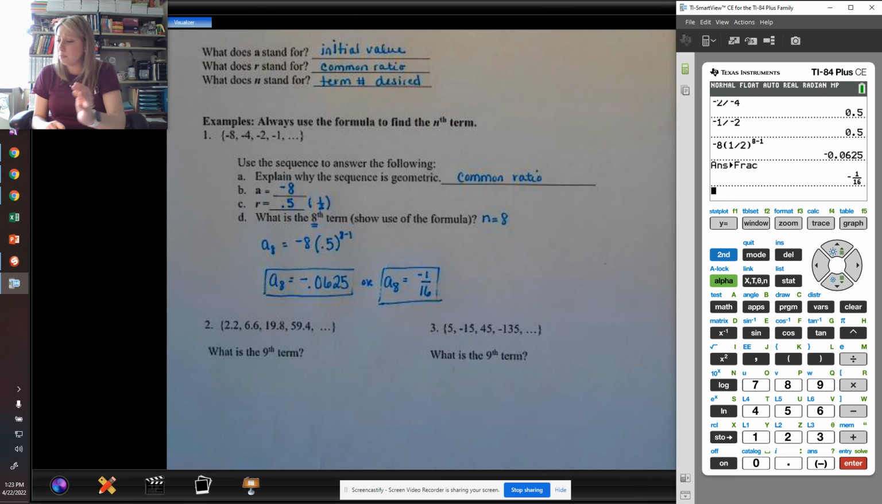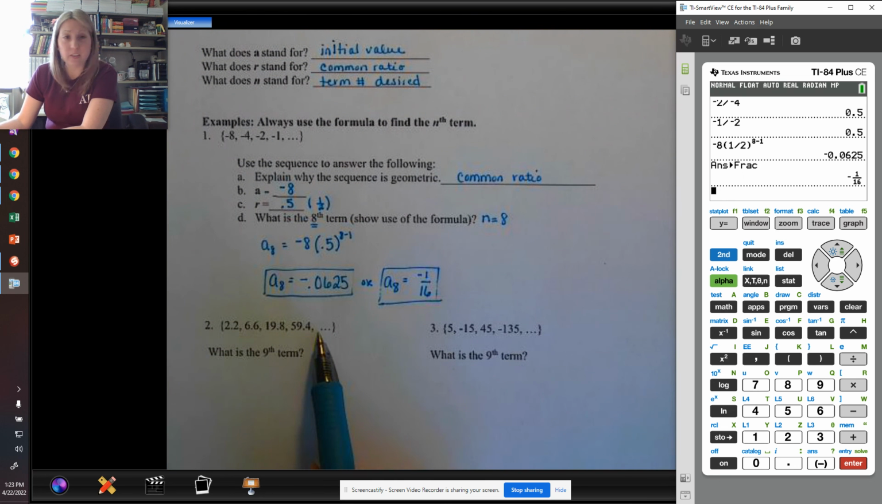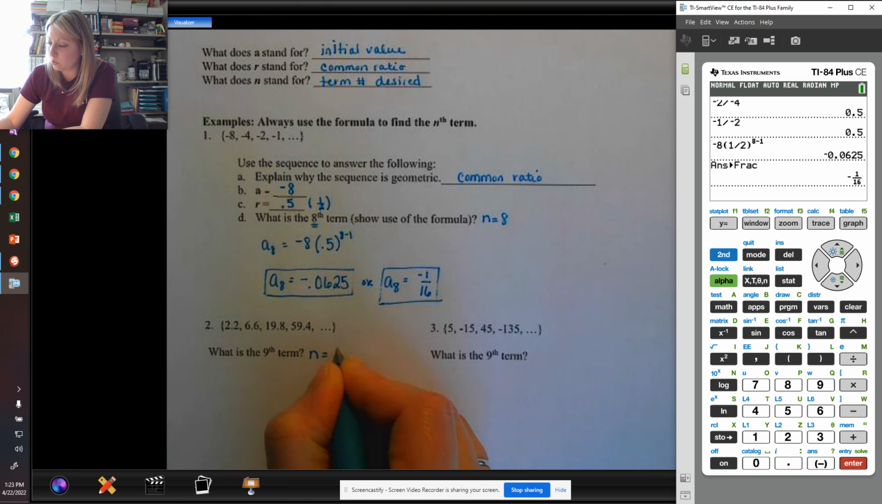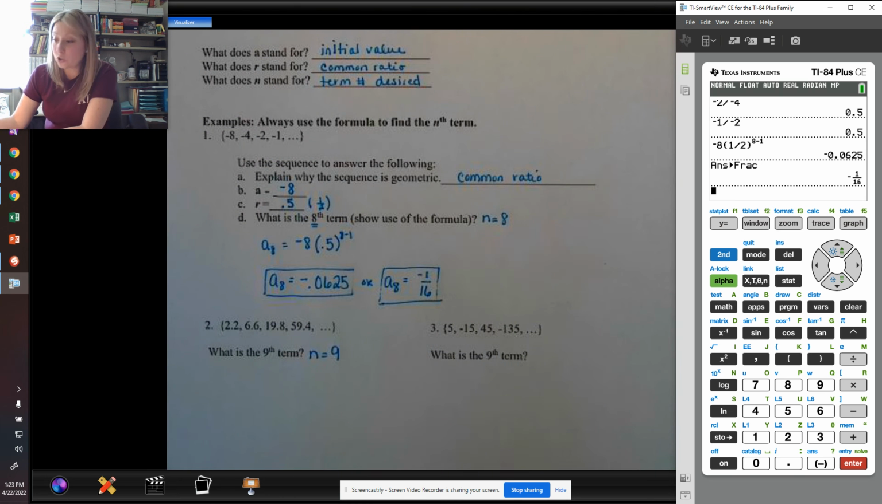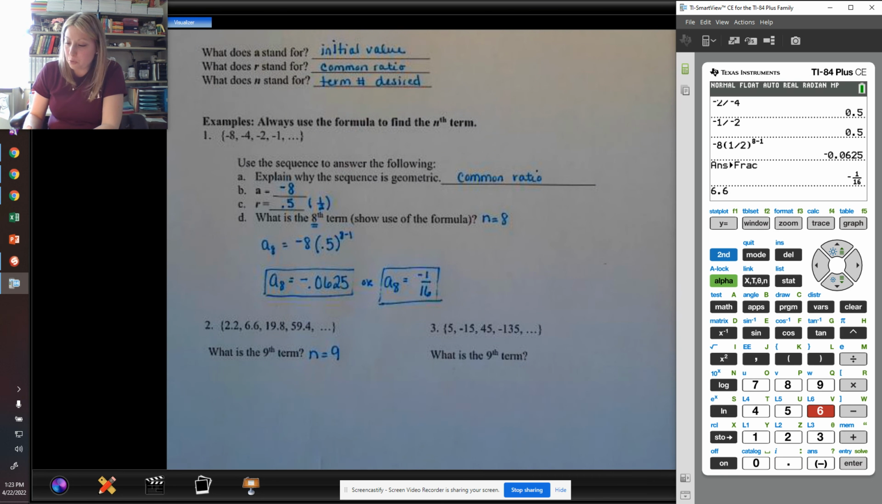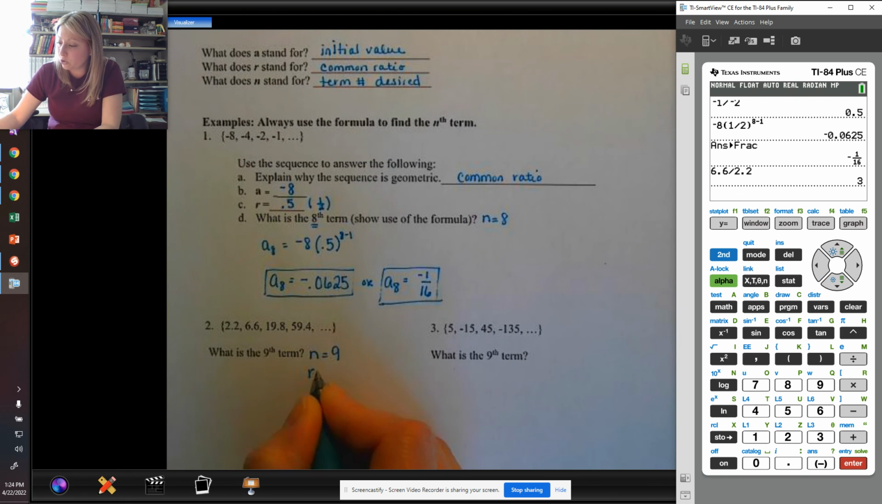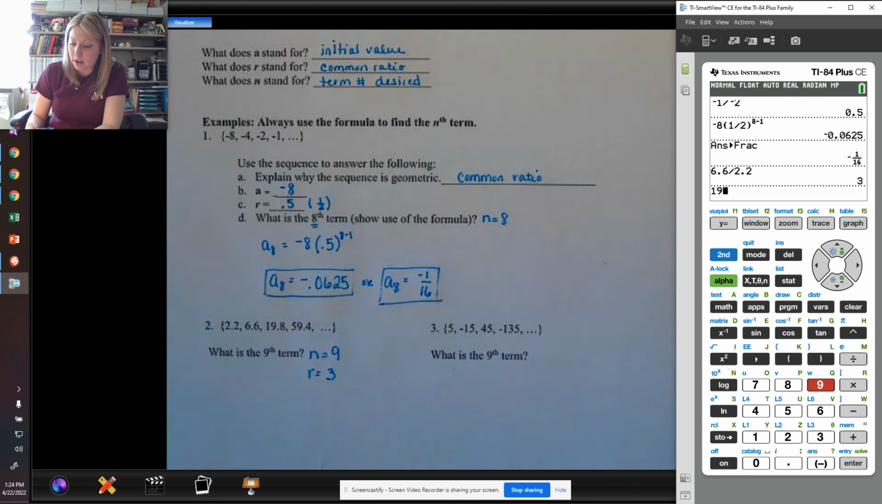Okay, let's see here. We've got our sequence. It's infinite, so I can keep going. What is the 9th term? There's my n value given to me right there. So let's figure out what the common ratio is. 6.6 divided by 2.2 gives me 3. Okay, so I'm thinking my common ratio is 3, but let's just confirm that.